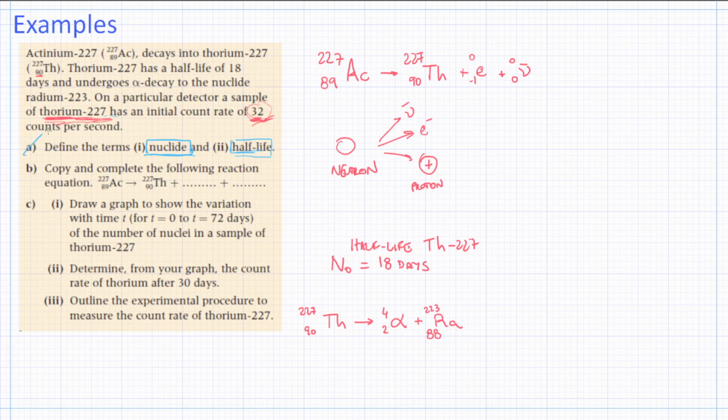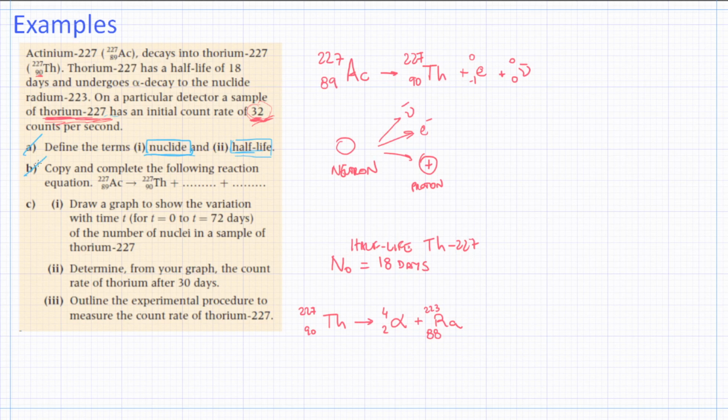So, done. Letter B, copy and complete the following reaction. So it's our first reaction here. It's a beta minus decay, and that's fair enough, right? We've got thorium, we discussed this before.